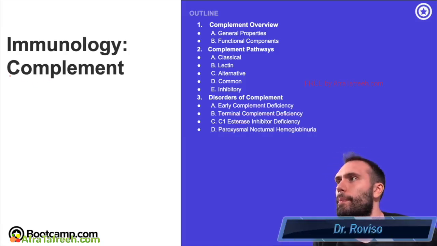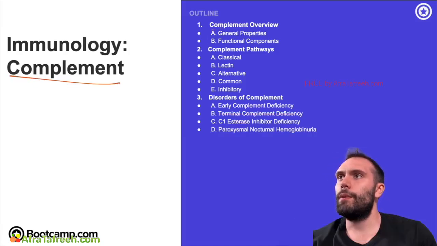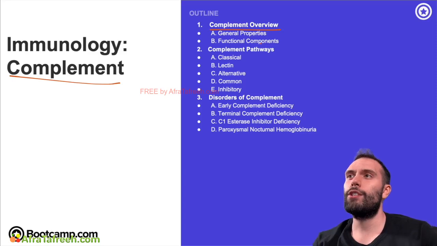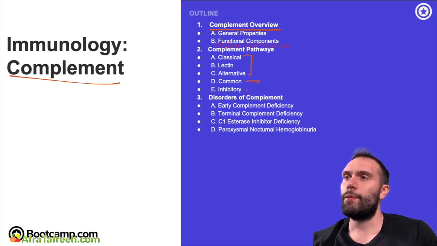In this video, we're going to talk about complement, and we'll talk a little bit about the general properties of complement, some of the functional components to be aware of. Some of them we've already touched on in the previous videos, and then we'll go through the three major pathways, all leading into the common pathway, and then we'll talk a little bit about some of the inhibitors, which makes a really nice transition into some of the disorders of complement, which we'll also touch on.